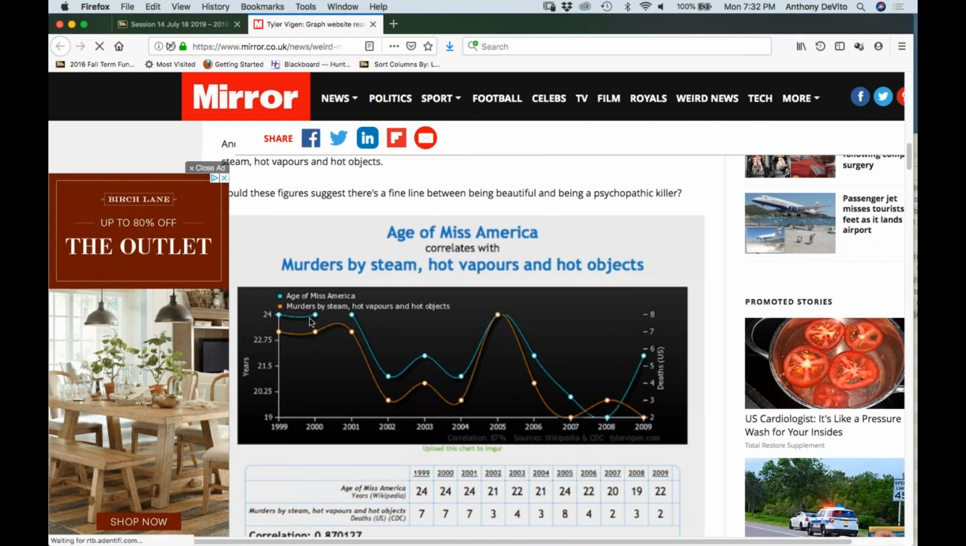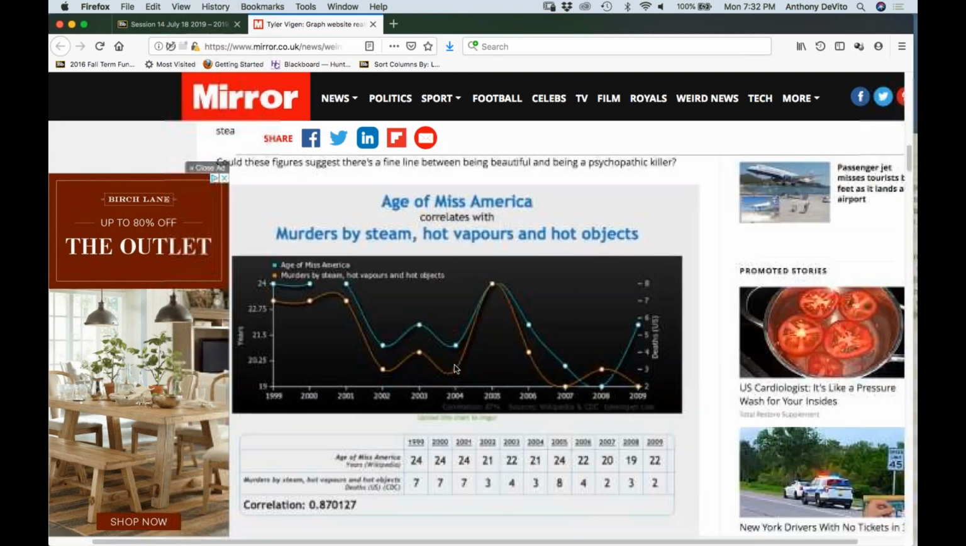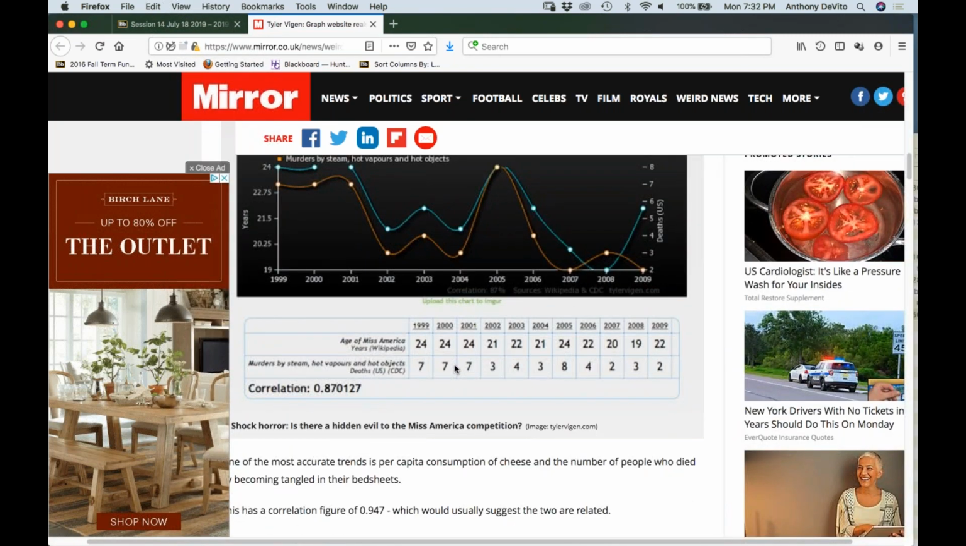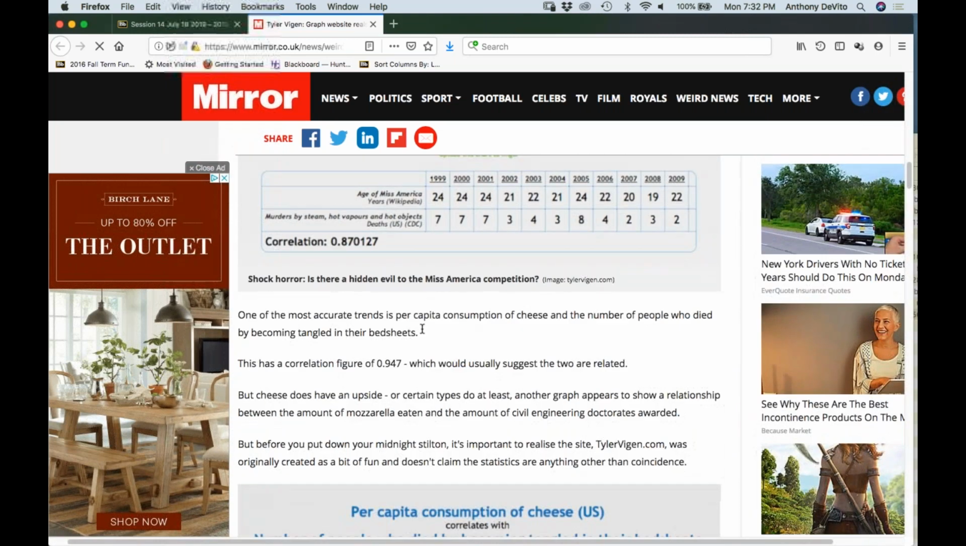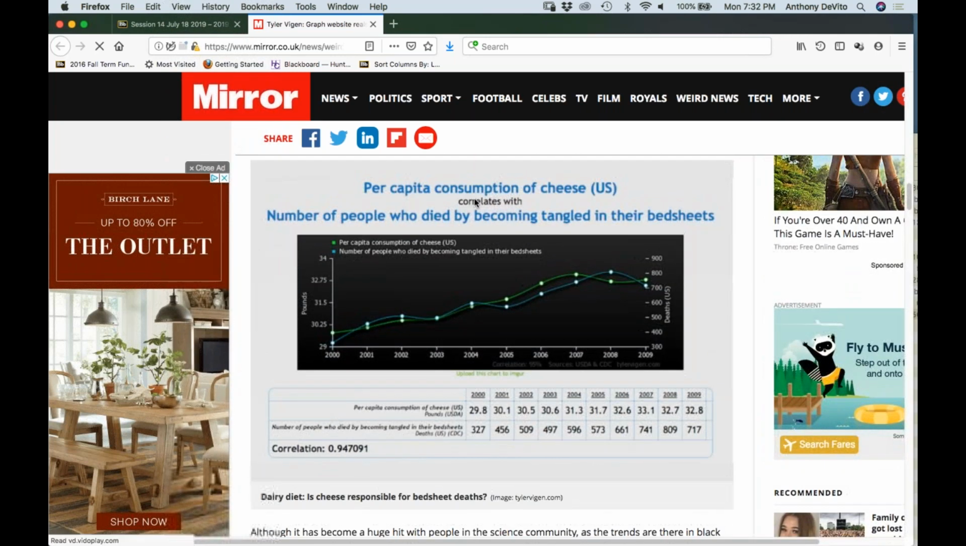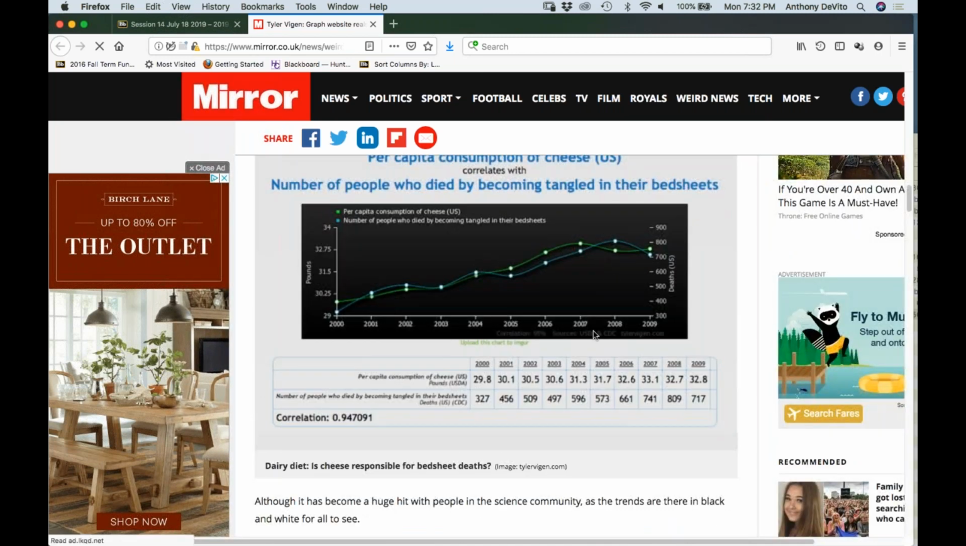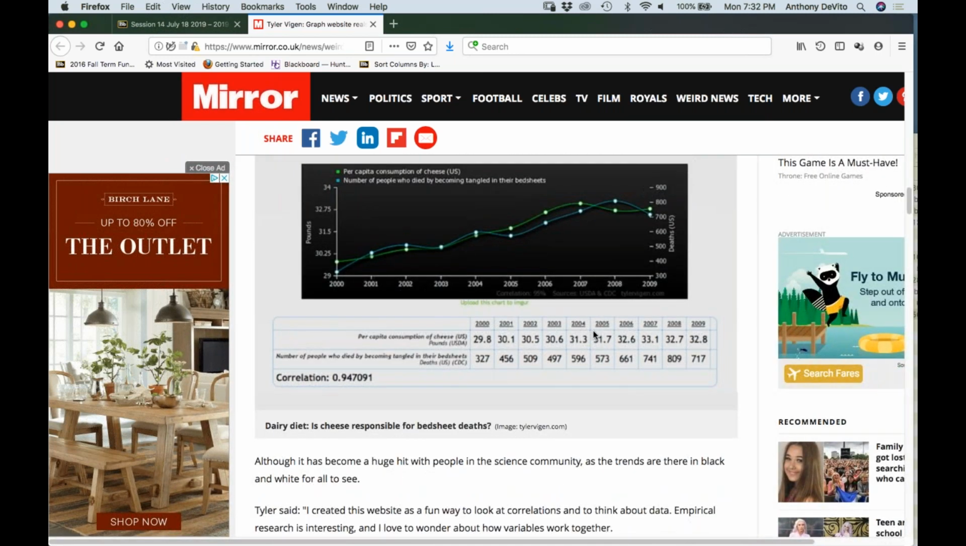Right? And if you look at this graph here, this is a graph for all these different years of the age of Miss America and the number of murders by steam, hot vapors, and hot objects. He just randomly puts these together. Look at the correlation. Correlation is 0.87, right? A strong positive correlation. The per capita consumption of cheese correlates with the number of people who die by getting tangled in their bed sheets. And there's the proof right there. Now, are any of these causative or are these just coincidence, right?